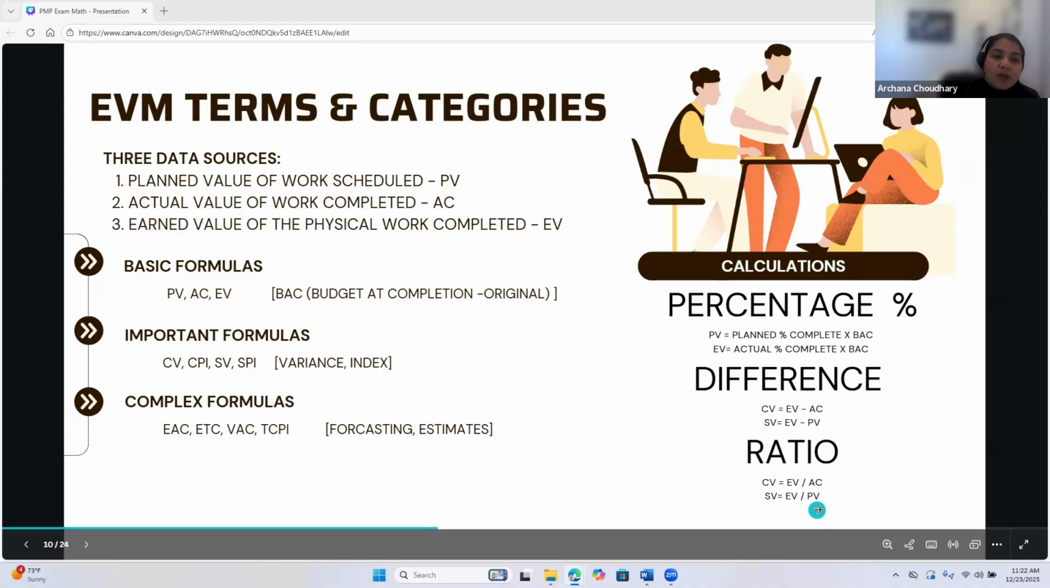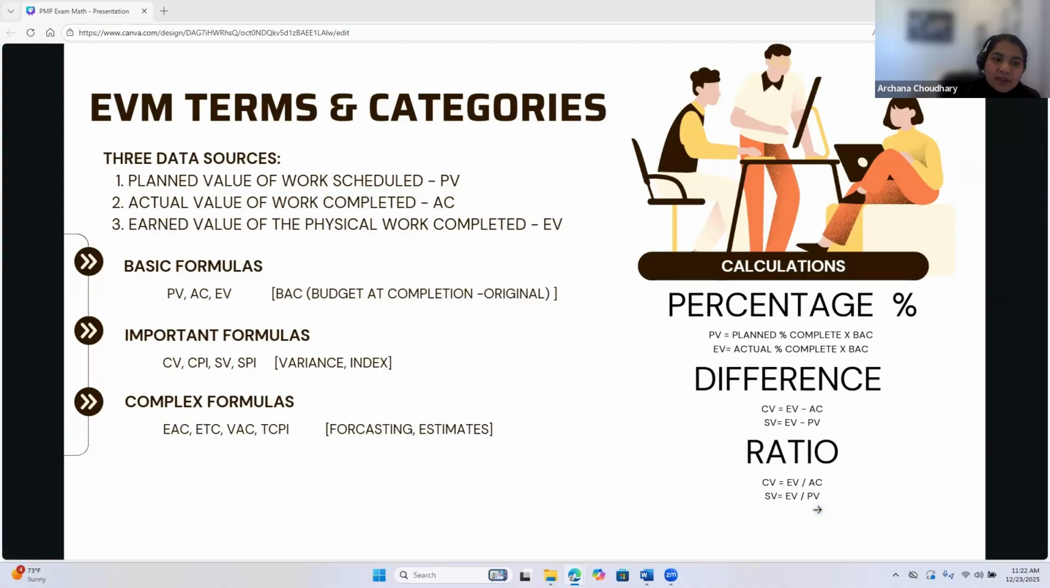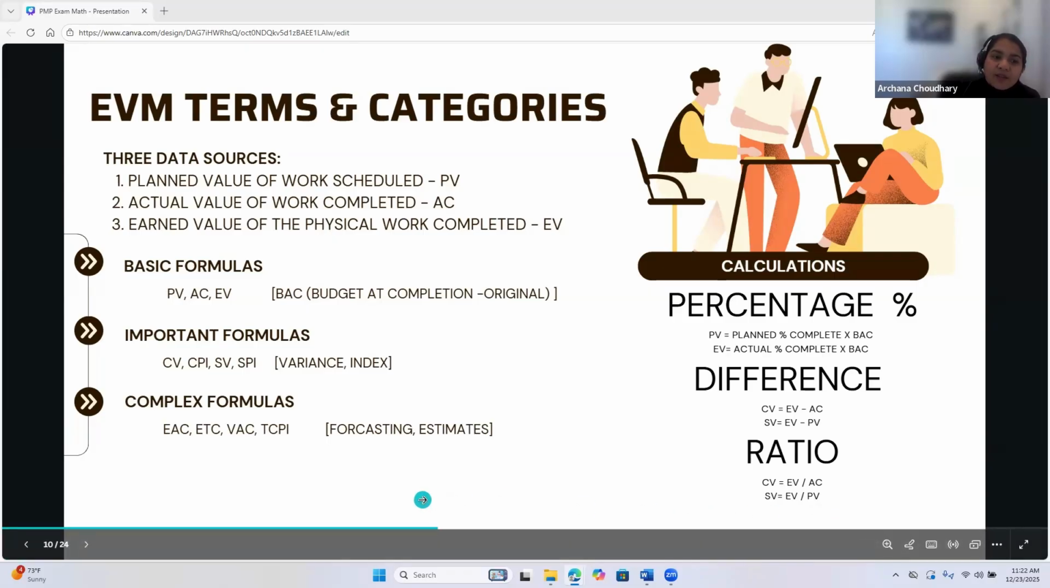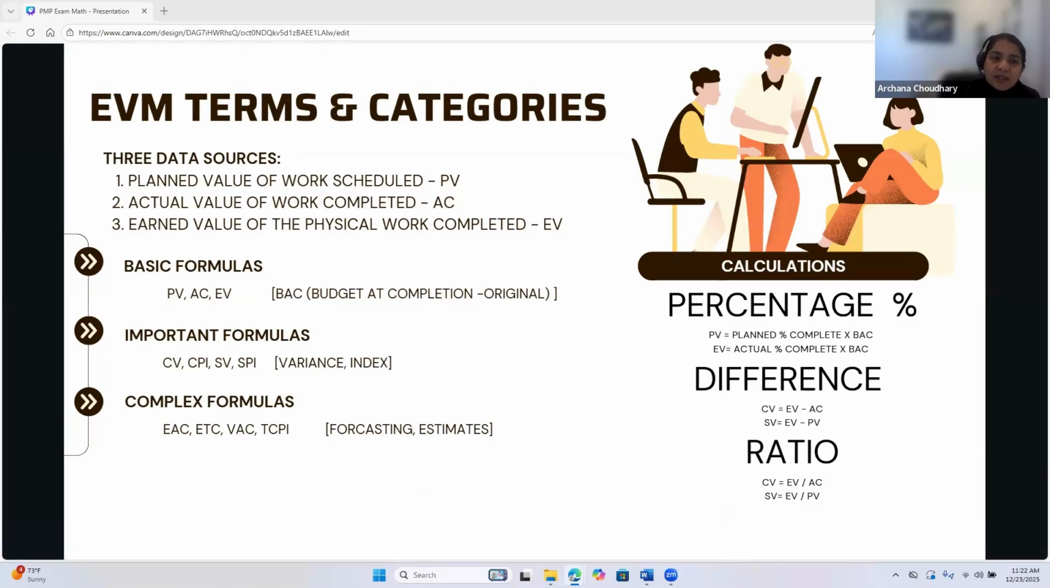Now, there are also complex forecasting formulas, for example EAC, which is estimate at completion, ETC, estimate to complete, VAC, which is variance at completion, and the to-complete performance index, TCPI. All of these are really important to understand, and you need to learn these formulas and terms.